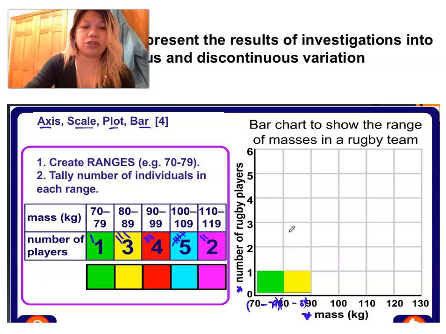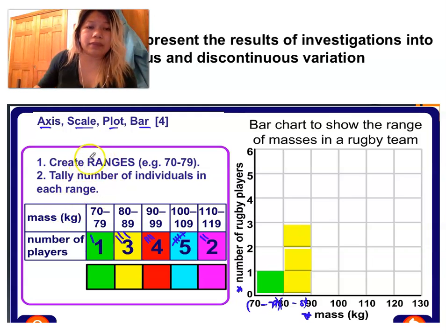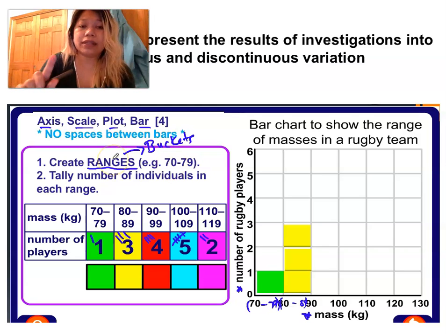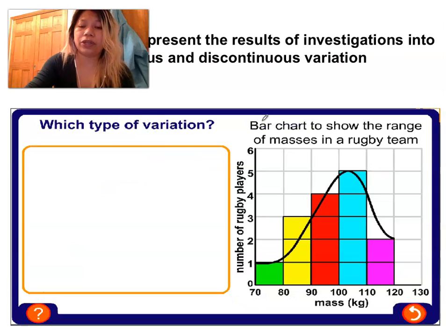So there's one individual in the 70 to 79 range, 3 in the next range, and so on. Sometimes people refer to the ranges as buckets instead. That is fine as well. So the bucket of 70 to 79, the bucket of 80 to 89. Okay, this is a little different. You notice there are no spaces in between, not like a bar graph. So technically this isn't a bar graph. It's called a histogram, and there are no spaces in between the bars. When you're done, it's going to look something like a bell curve.